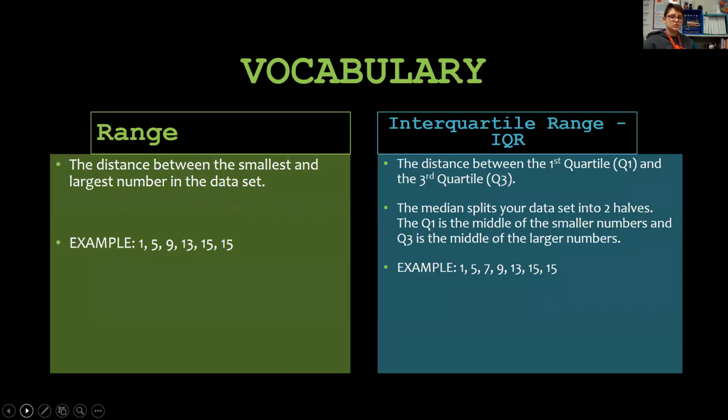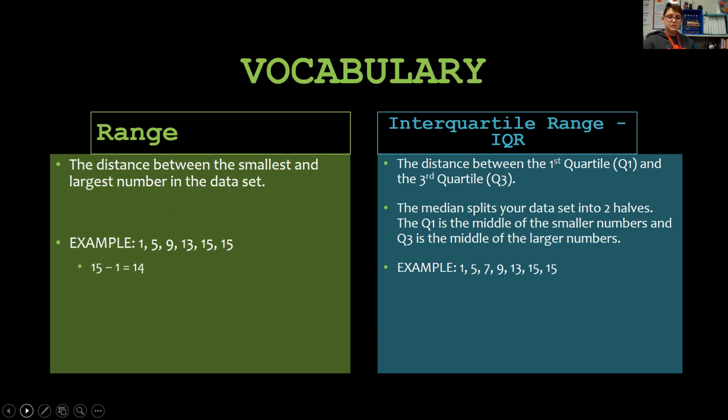So what is range? Range is the distance between the smallest number and the largest number in the data set, and they're subtracted. So if we have 1, 5, 9, 13, 15, and 15, our range would be 15 minus 1, the largest number and the smallest number, which gives us a range of 15. The interquartile range, or IQR, is the distance between the first quartile, the Q1, and the third quartile, the Q3.